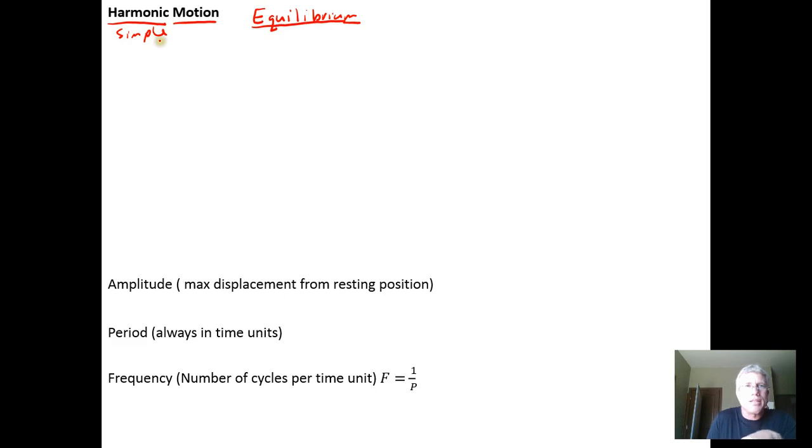So two classic examples of harmonic motion are spring motion and pendulum motion.